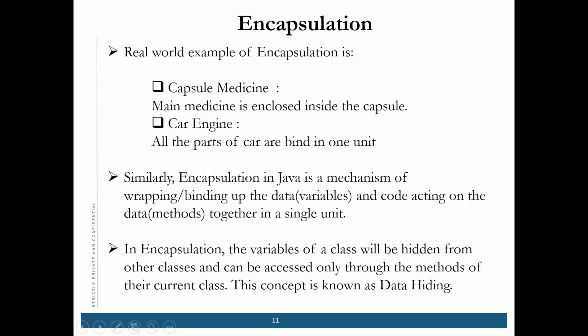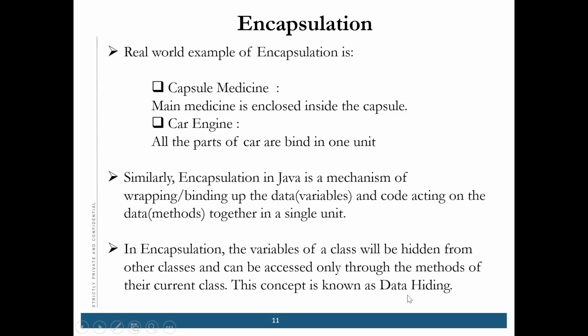So in encapsulation, we do data hiding, and with the help of other classes, there are getter and setter methods. So we can access the private or hidden data. Hidden here means they are private to that particular class. That is how we can use the private variables of that particular class in other classes. That is called data hiding.